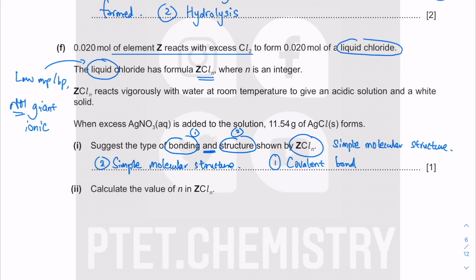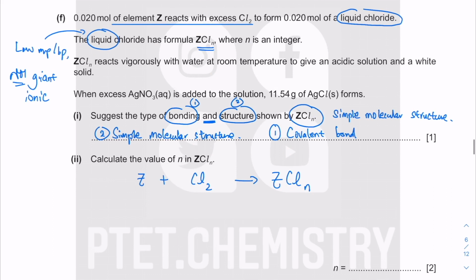Now, in terms of calculating the value there, I needed to use some of these things. What do I know? If I try to balance the equation, Z plus Cl2, the element chlorine exists as that, and they give me ZClN. Looking at that, how do I balance? This is 2, I cannot change it. This is N, I cannot change it. So on the right hand side, I have 1 times N.